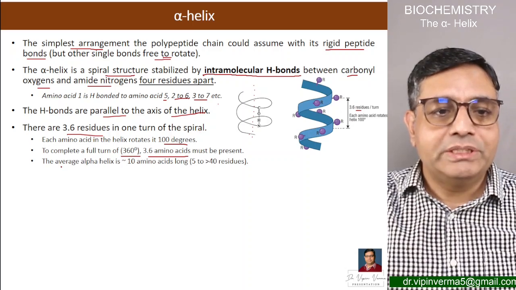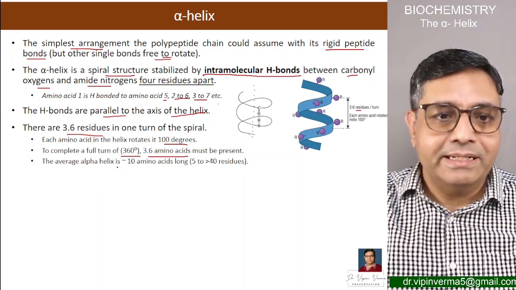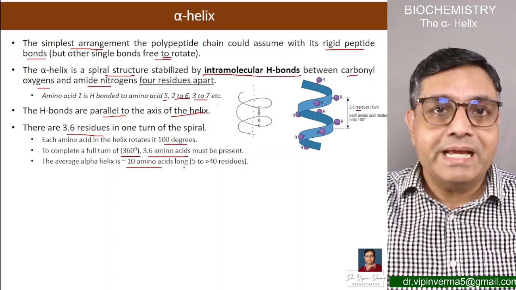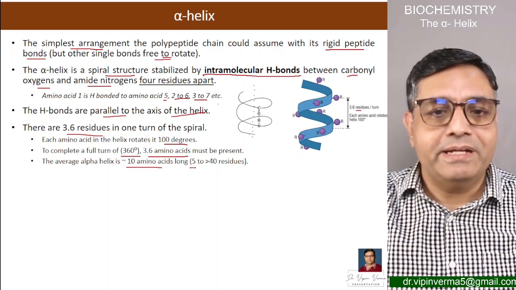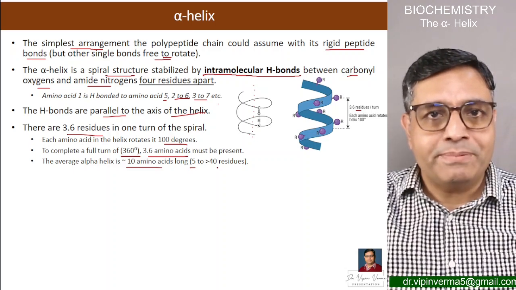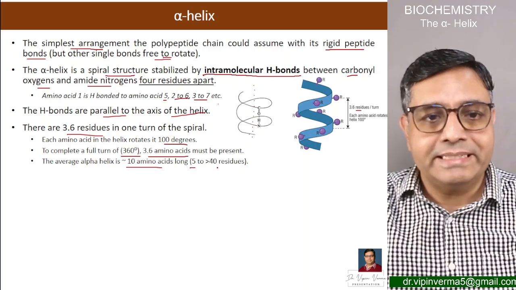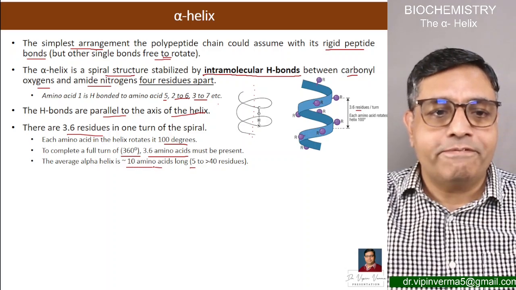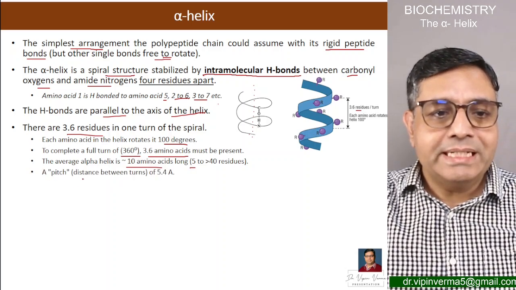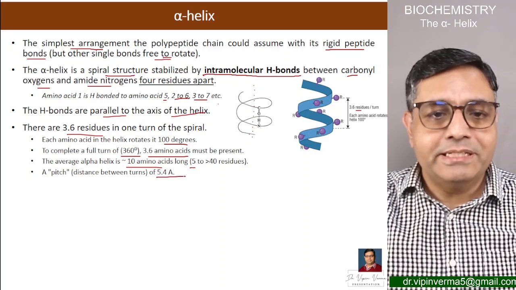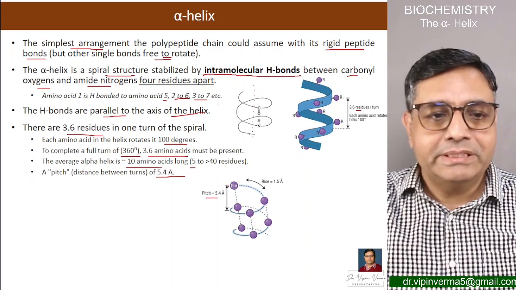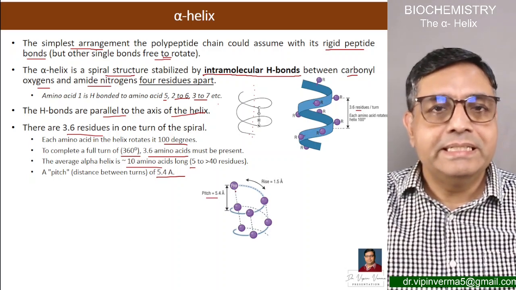So the average alpha helix which has been determined is around 10 amino acids long, but this is just the average. In some proteins it may be just 5, in some proteins it may be more than 40. So the length varies from protein to protein, but the average length of an alpha helix is 10 amino acids. Now, the pitch is the distance between the turns, and it has been determined to be around 5.4 angstrom.